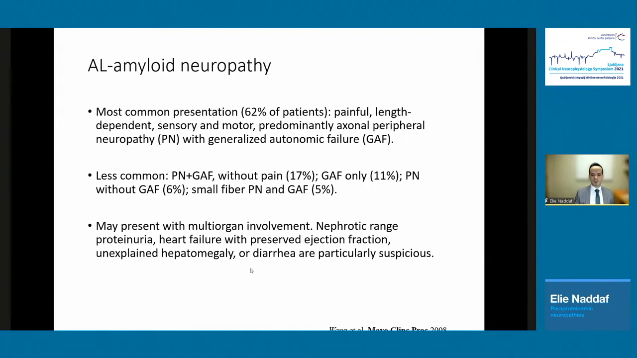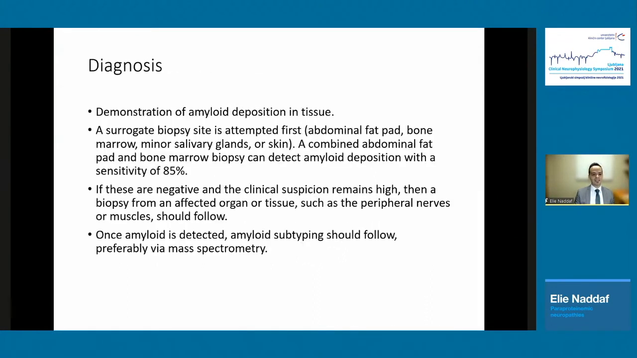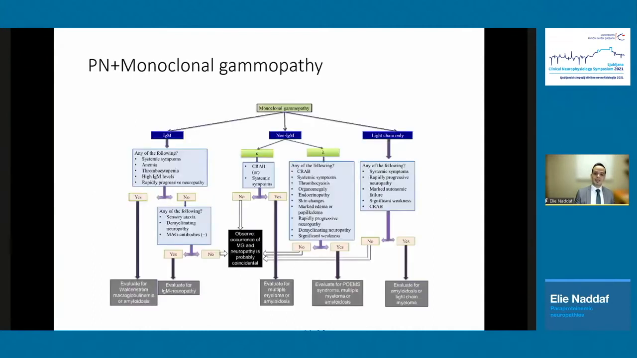You still have to subtype your amyloid and make sure it's not transthyretin hereditary amyloidosis that requires a different diagnosis. You try first to biopsy a surrogate organ, such as bone marrow, fat, skin, because of course they're less invasive. And if these do not establish the diagnosis, you need a target tissue biopsy, such as a nerve or a muscle biopsy. And with that, we complete our diagnostic algorithm with the light chain only.